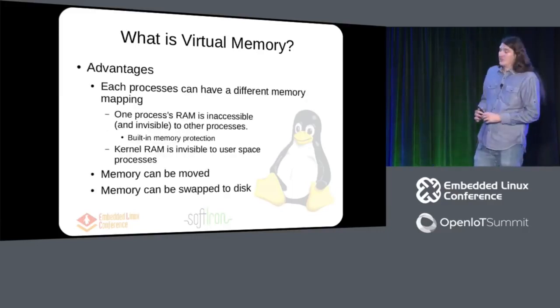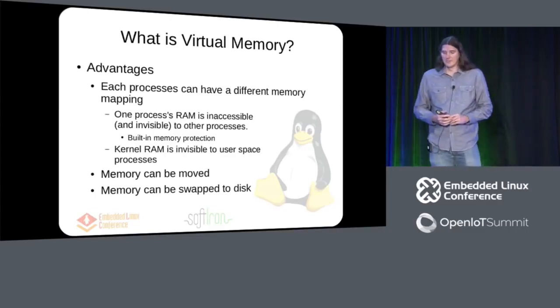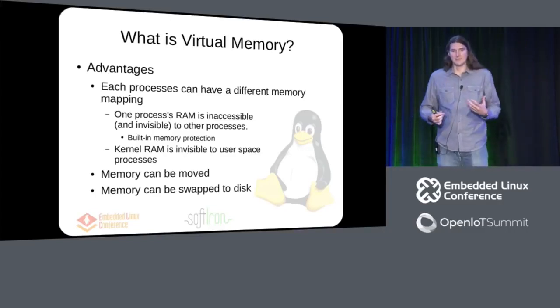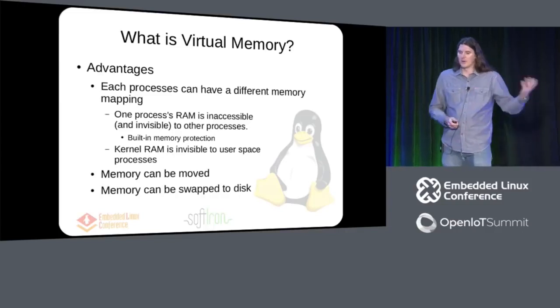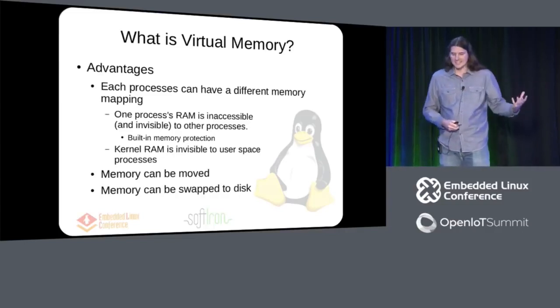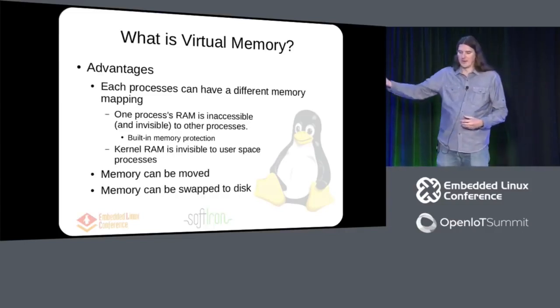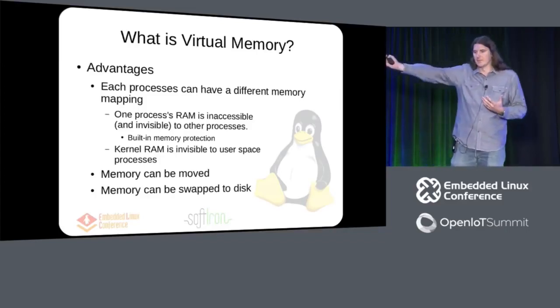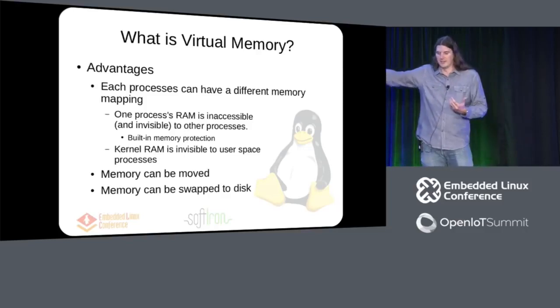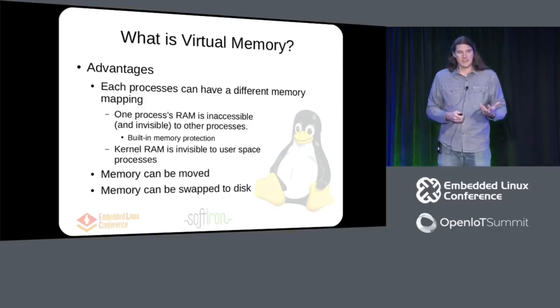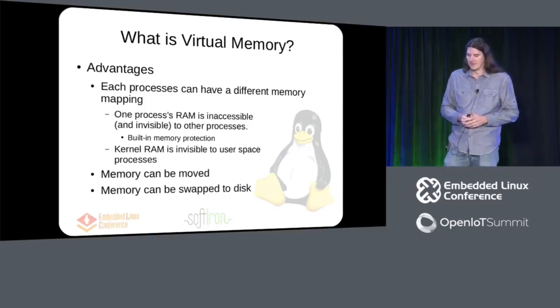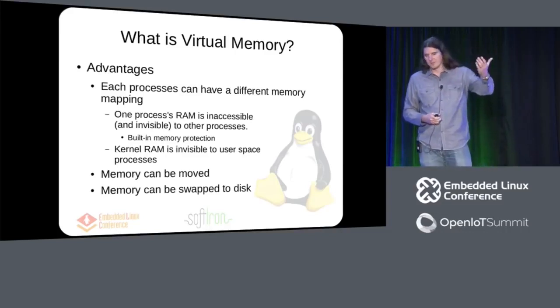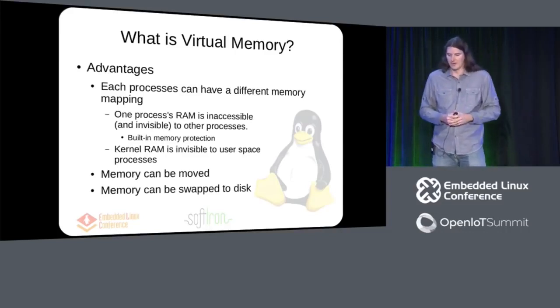So there are many advantages for using a virtual memory system. The first is that each process can have a different memory mapping. That means that one process's RAM is completely inaccessible and invisible to other processes. So this kind of gives you some built-in memory protection. If you can't even see the memory from another process, there's no way that you can stomp on it. Kernel RAM is able to be kept invisible to user space processes as well, so the kernel is protected from rogue user space programs.